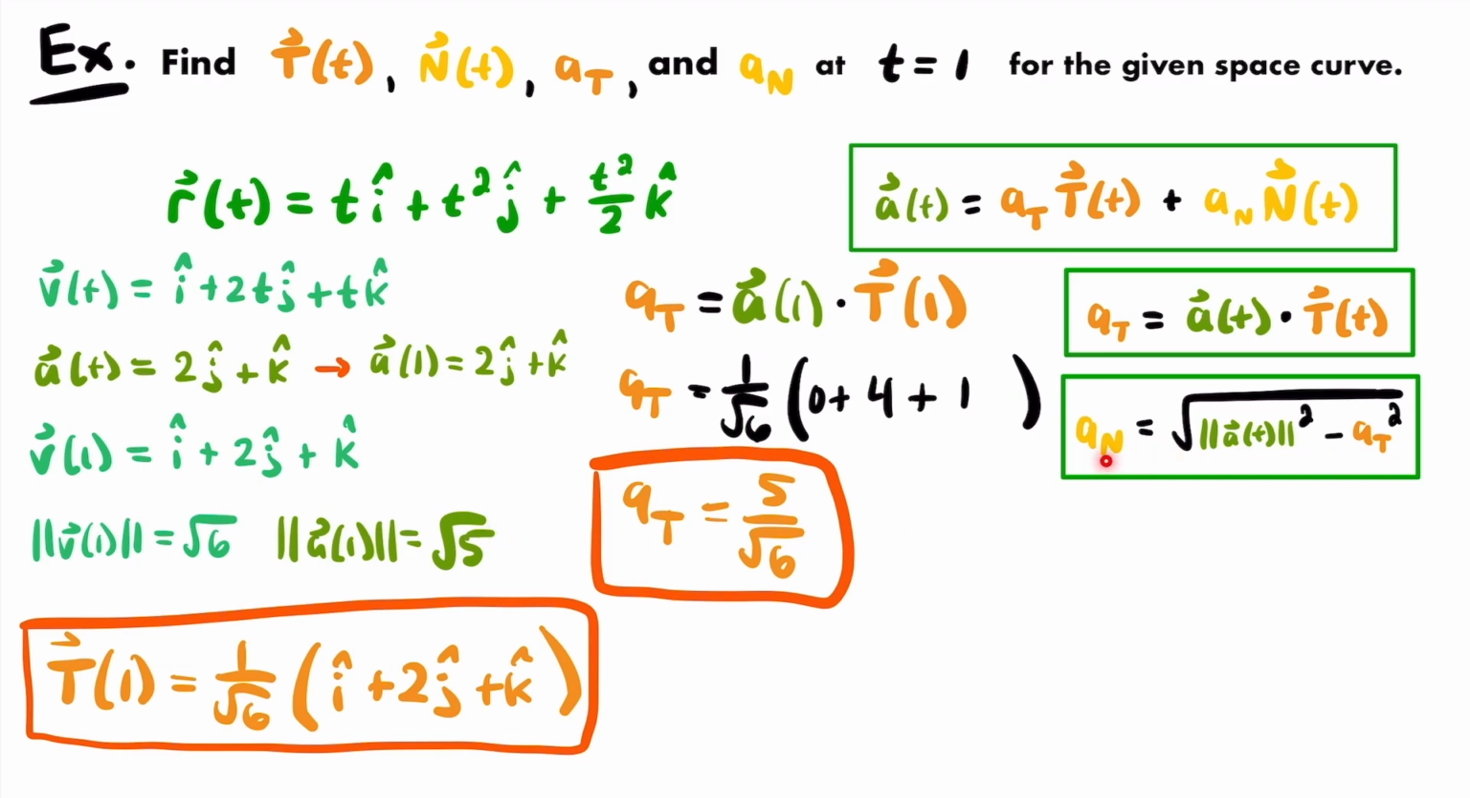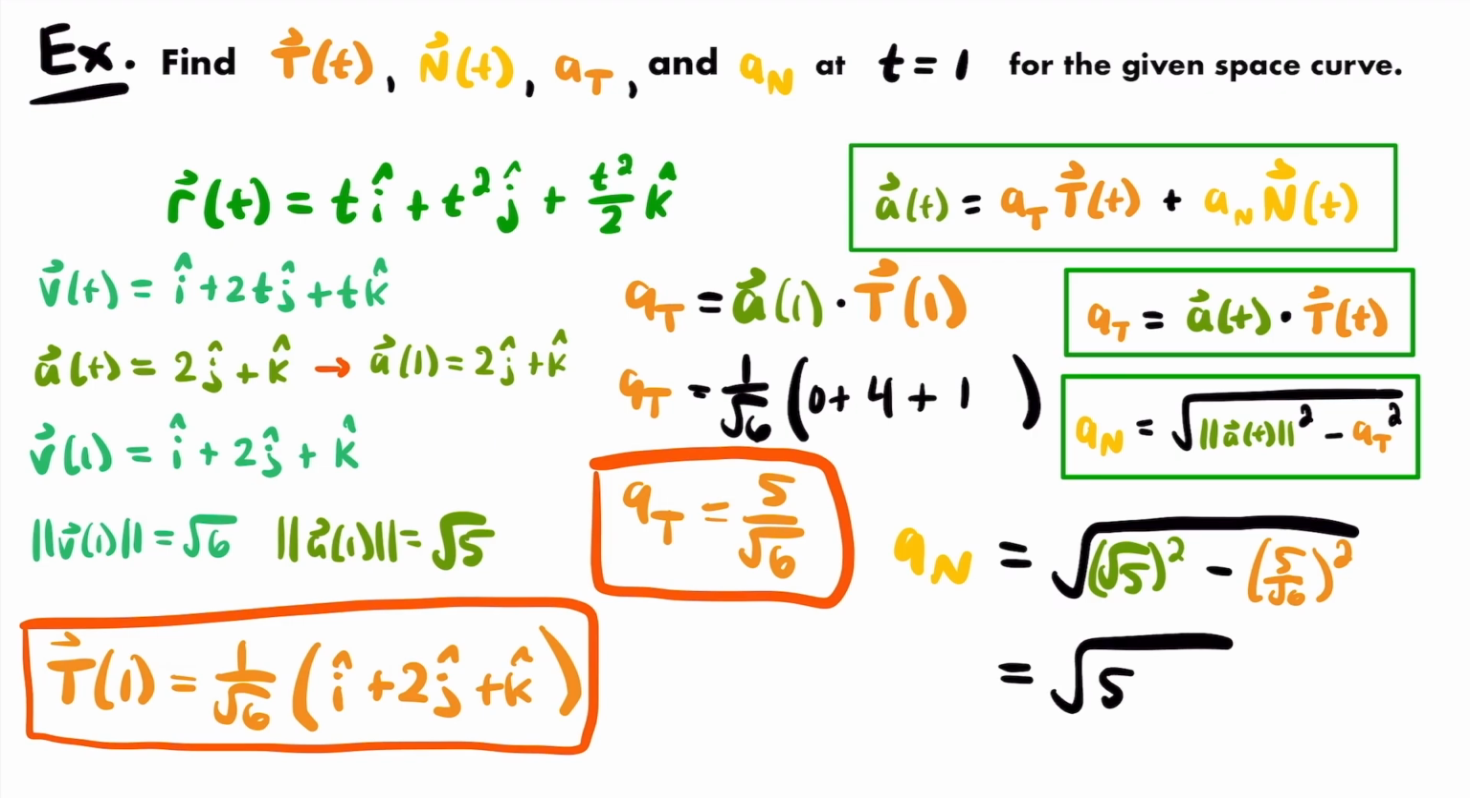Okay, so now let's set up this calculation here. The normal component of acceleration will be equal to the square root of the magnitude of the acceleration vector squared, specifically at t equals 1. So we're going to take the square root of 5 and square it. So we have the square root of 5 squared. And then we are subtracting the tangential component of acceleration. So you want to square 5 divided by the square root of 6. So we have 5 divided by the square root of 6 squared. And now simplifying, the square root of 5 squared is just 5. So this is going to be equal to 5 minus 5 squared divided by the square root of 6 squared. 5 squared is 25. So we have 25 divided by the square root of 6 squared, which will just be 6.